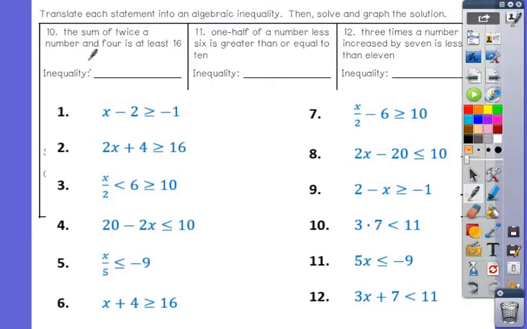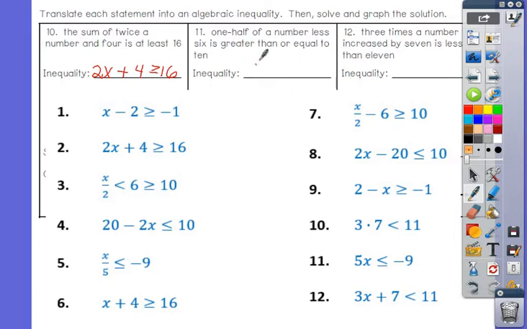The sum of twice a number and 4 is at least 16. What does sum mean? Add. What does twice a number stand for? Multiply a variable by 2. So 2x plus what? 4. What is at least? What symbol is that? Greater than or equal to 16. So what does that match with? Number 2.